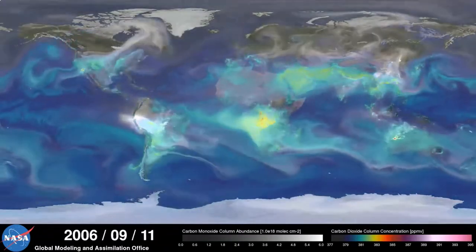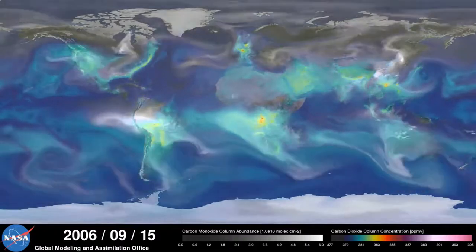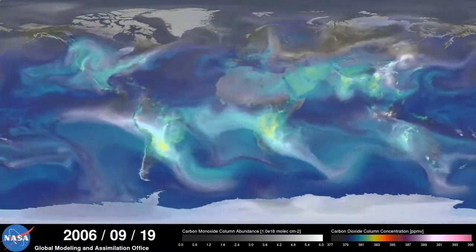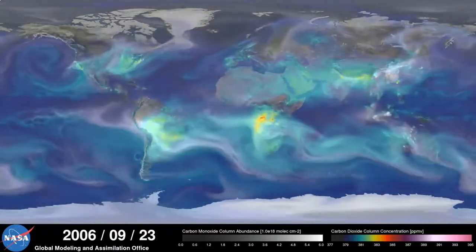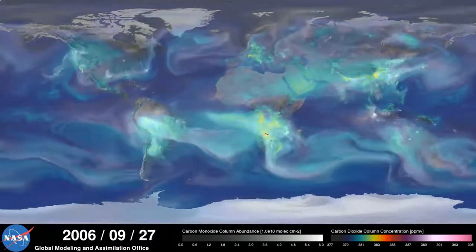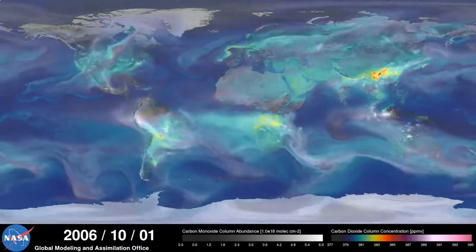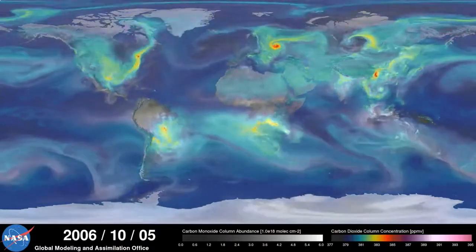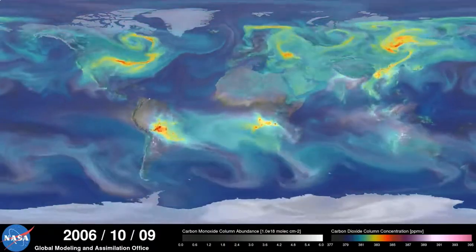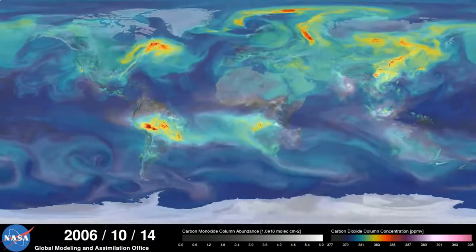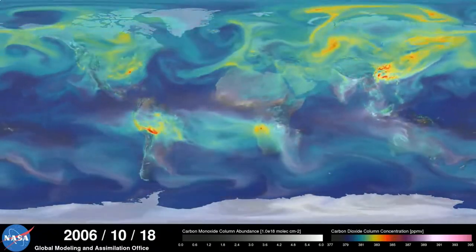As summer transitions to fall and plant photosynthesis decreases, carbon dioxide begins to accumulate in the atmosphere. Although this change is expected, we're seeing higher concentrations of carbon dioxide accumulate in the atmosphere each year. This is contributing to the long-term trend of rising global temperatures.